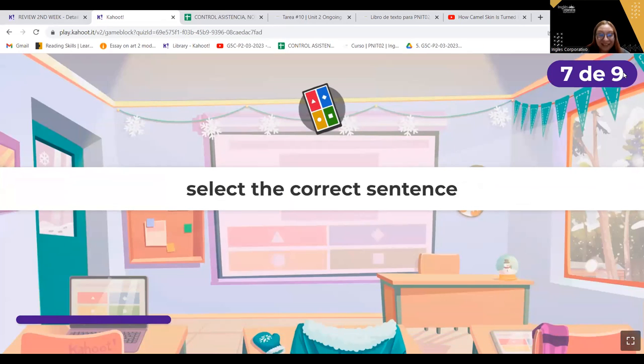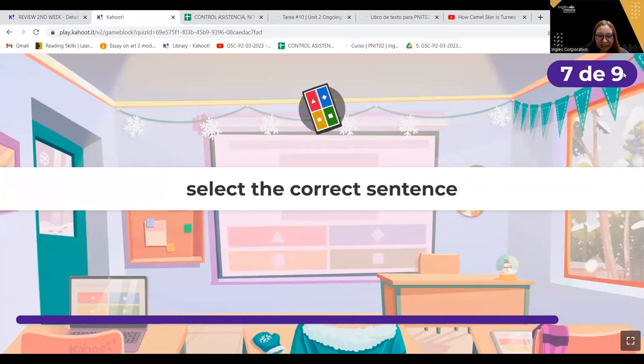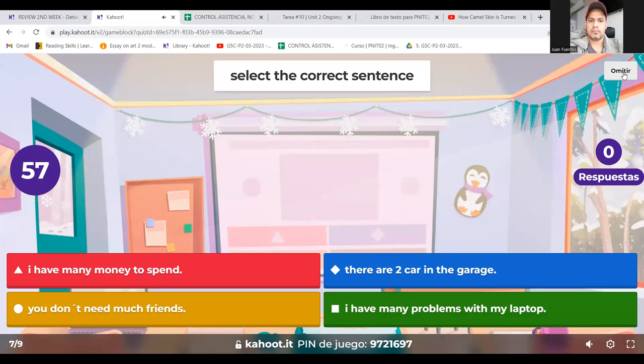Again. Okay, vamos con el número 7. Select the correct answer. Select the correct sentence.